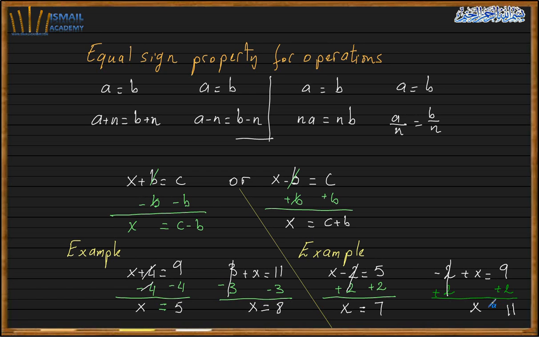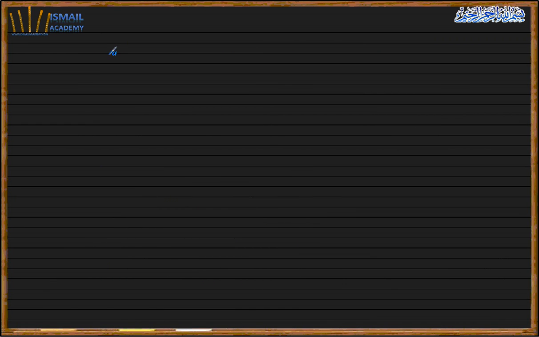The second case is when it involves either multiplication or division. If I have a times x equal c, we may have x divided by a equals c. So either we have the multiplication or we have the division.